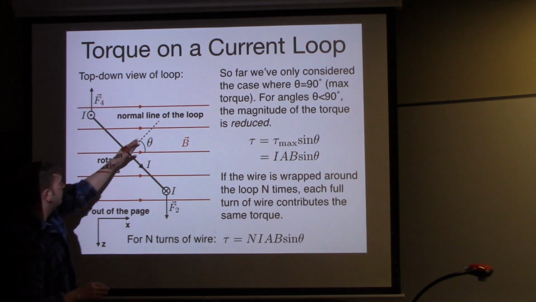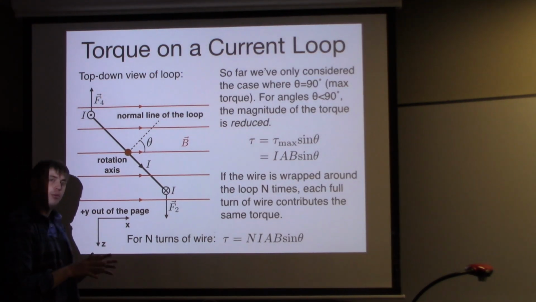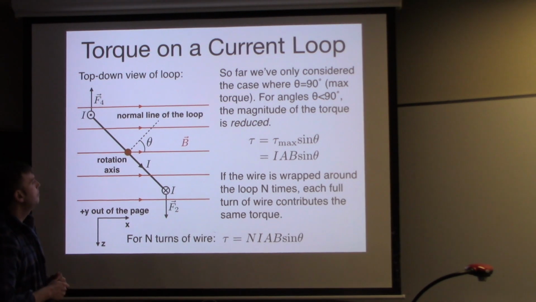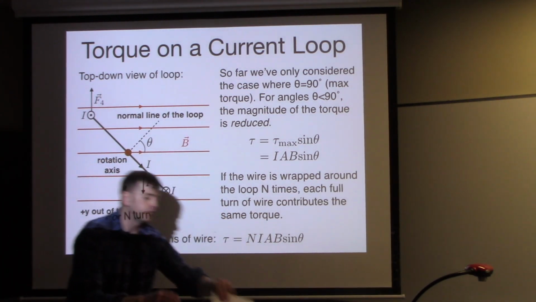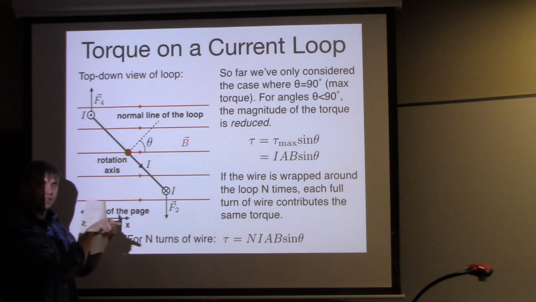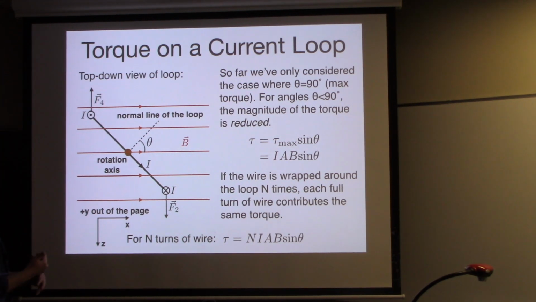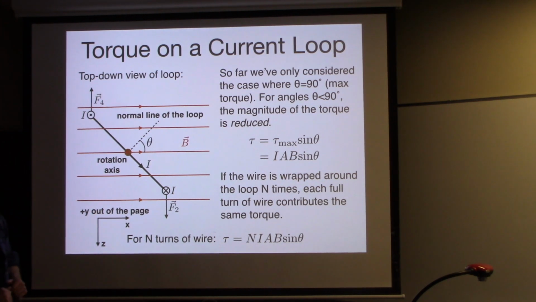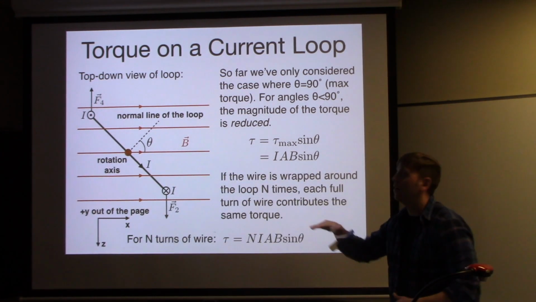Now, this dashed line is what I'm going to call the normal line of the loop. So it's just a line that points out from that rectangular area, perpendicular to it. Okay? So if I take that normal line, which is, again, perpendicular to the rectangular area, just going out like this, it makes some angle with respect to my B field lines. So what we've been considering up until this point is that angle being 90 degrees. Okay? And that's when we get the maximum torque. However, that angle, if it's less than 90 degrees, we're going to have a smaller amount of torque.